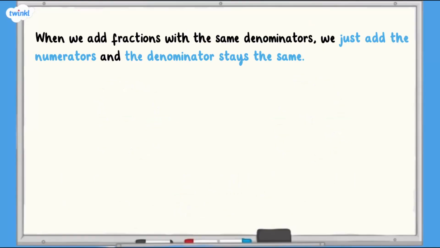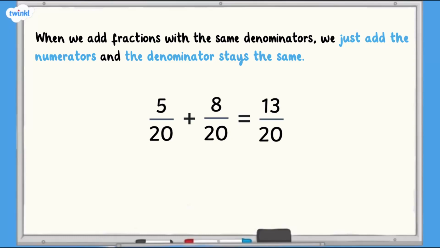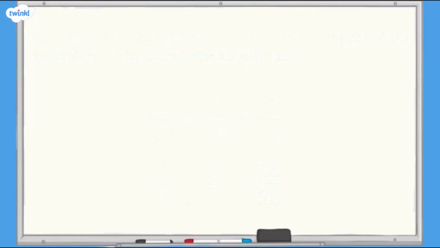Remember, when you add fractions with the same denominators, we just add the numerators and the denominator stays the same. 5 add 8 equals 13, so 5/20 add 8/20 equals 13/20. This gives us our answer: 1/4 add 2/5 equals 13/20. Now let's look at a subtraction calculation.